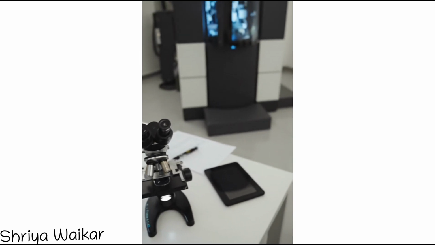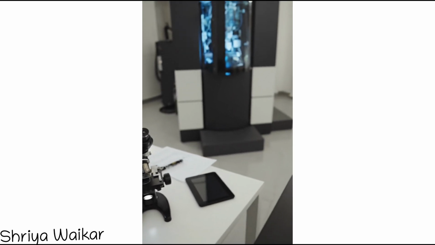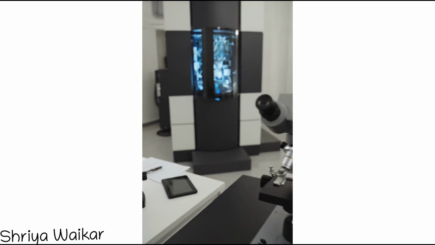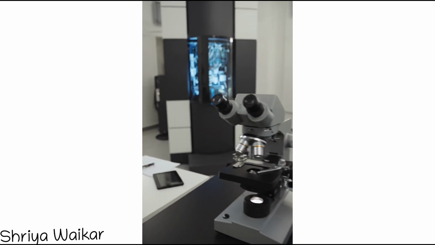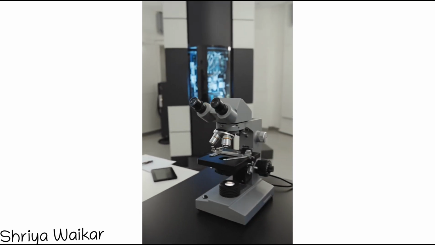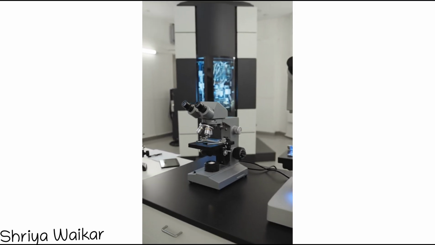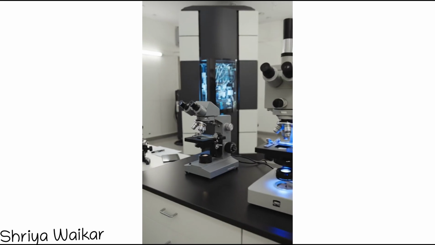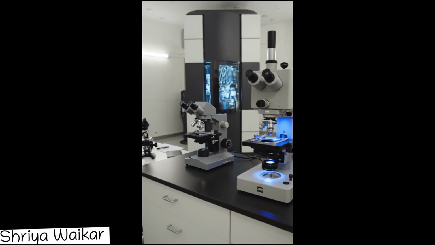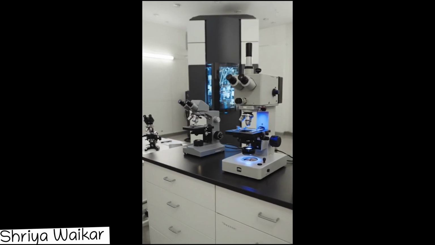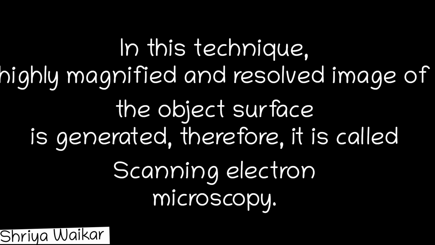Two types of electron microscope are used: transmission electron microscope and scanning electron microscope. In the transmission electron microscope, an ultra thin section of the specimen, coated with heavy metal salts of lead and tungsten, is placed in such a way that the electron beam passes through it to create an image. In the other technique of electron microscope, the electron beam is reflected from the gold or platinum coated surface of the object, creating the image. In this technique, a highly magnified, high resolution image of the object surface is generated. Therefore, it is known as the scanning electron microscope.